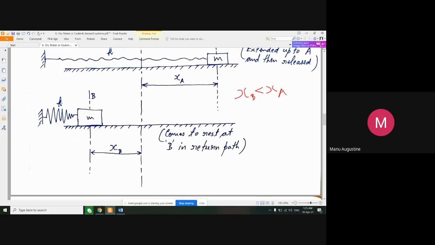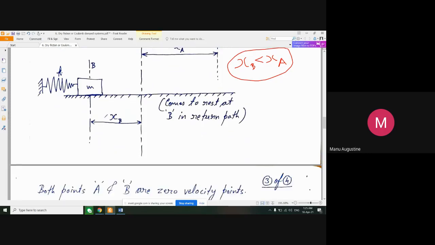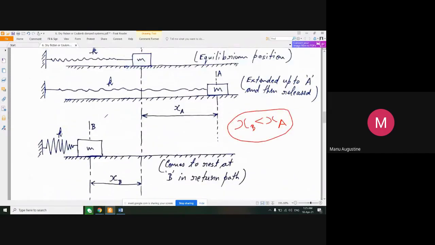अगर यहाँ पर फ्रिक्शन नहीं होता तो जितनी दूरी से m को राइट साइड से छोड़ा गया, उतनी ही दूरी पे ये लेफ्ट साइड पे अचीव करके रुकता. लेकिन फ्रिक्शन के कारण ये हो नहीं पाएगा. So xb will always be less than xa. So B is a point where it comes to rest in the return path, and that happens to be in the left side of the mean position. Now what are we trying to achieve by doing this? A position से खींचा, छोड़ा, B position पे जाके रुका.